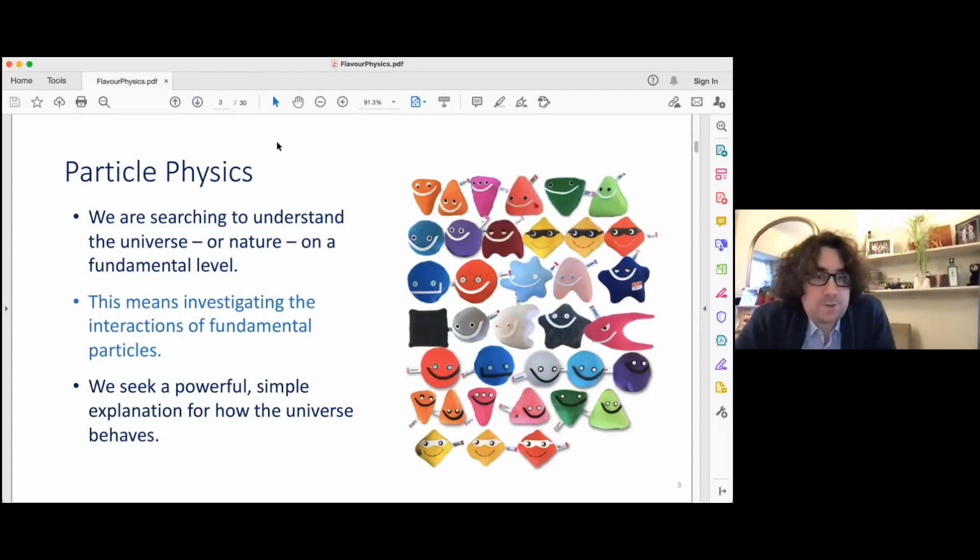So particle physics is really the quest to understand the universe or nature on a fundamental level. And this means investigating the interactions of fundamental particles. So we have this knowledge that there are certain particles that we consider to be fundamental. There may, of course, not be. There may be physics at higher energies that means that in fact these are just composite phenomena. But we have this idea that if we can probe their interactions, we can start to learn about how the universe operates and what the physics of the universe is. And we seek a powerful, simple explanation for how the universe behaves.